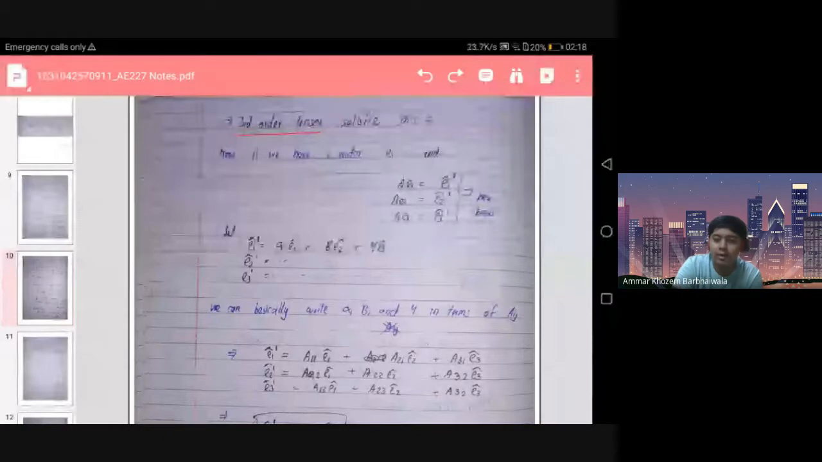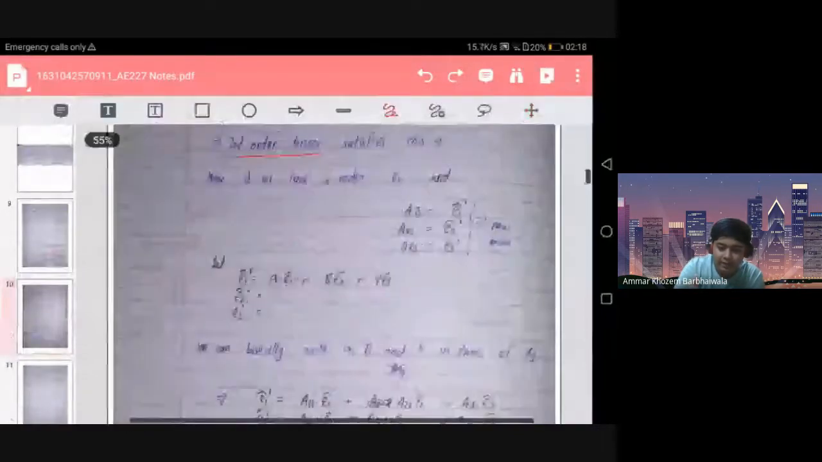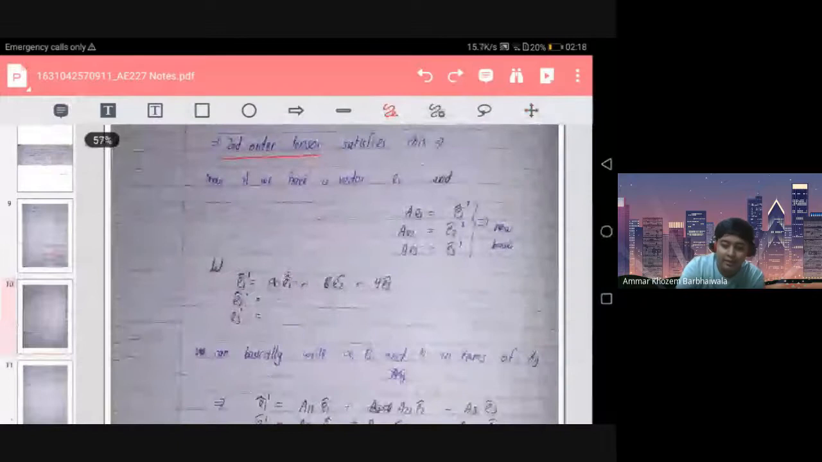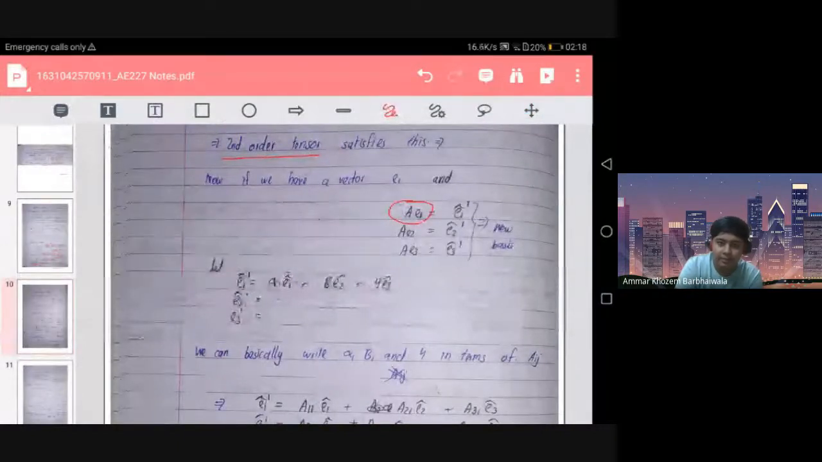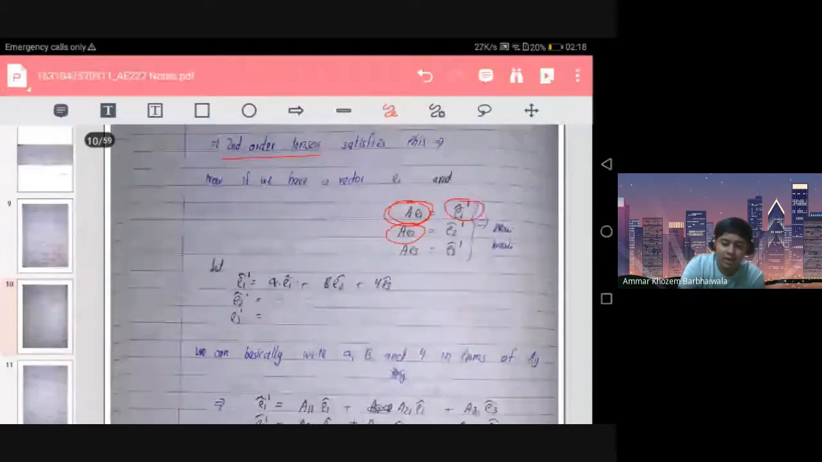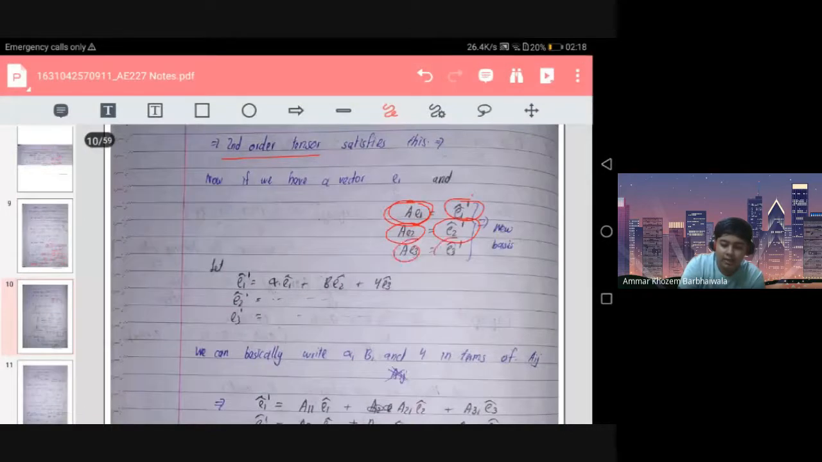I can find out where my basis vectors are being transformed by this linear transformation. Suppose I define a basis e1, e2, e3. If I apply the tensor A on my first basis vector e1, it goes to some new vector that I can write as e1 dash, and e2 would go to e2 dash, and e3 would go to e3 dash. These are my new vectors after transformation.